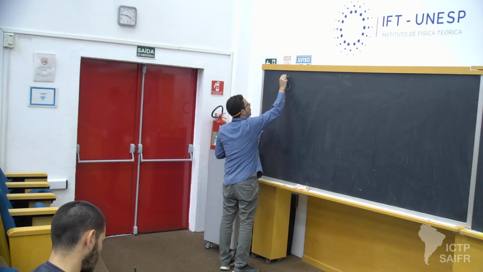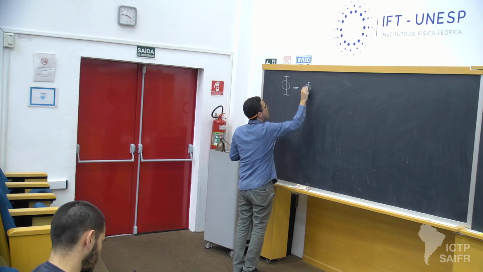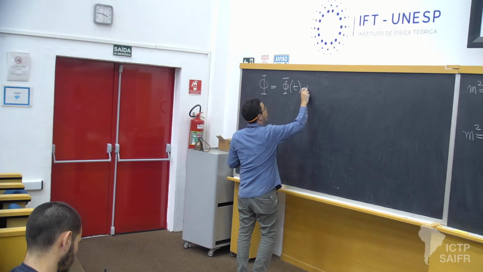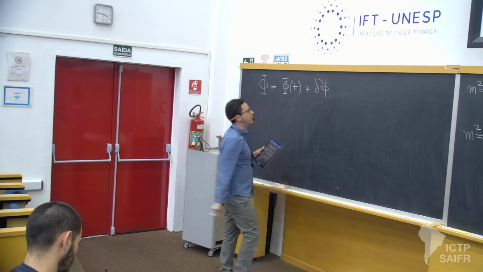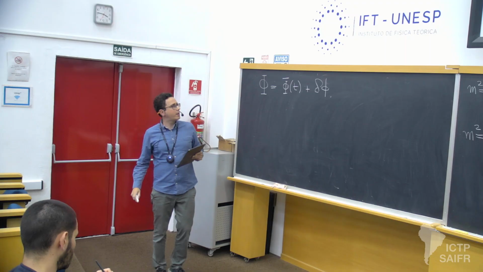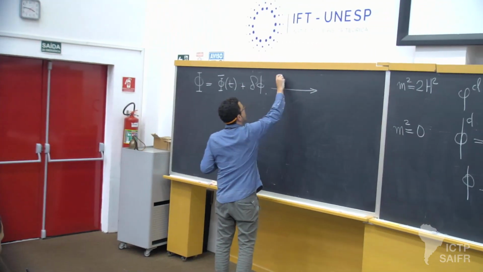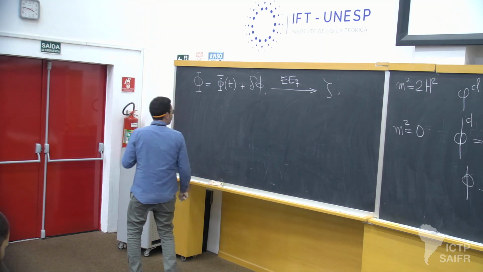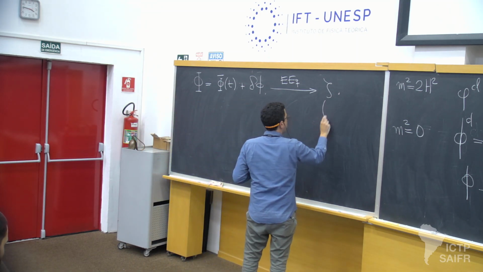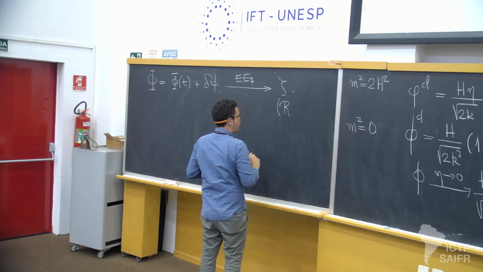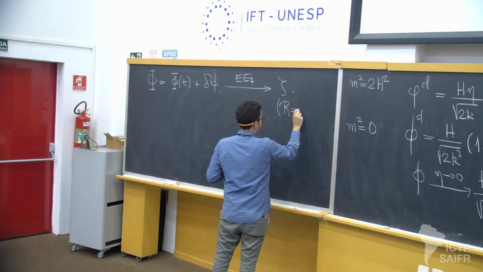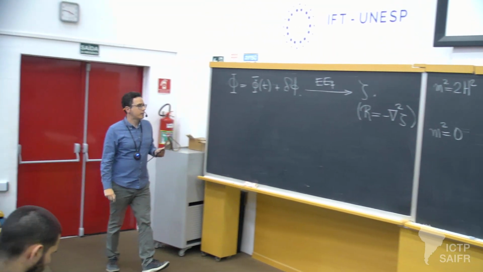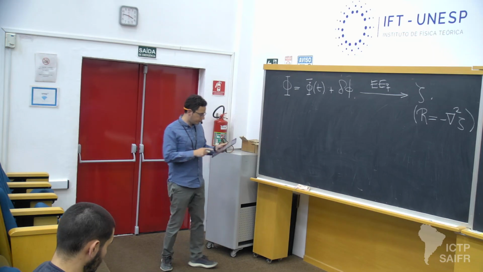So this clock field phi has some fixed history, phi bar of t, that we accommodate given some potential, but very importantly, it has a little fluctuation, delta phi. And this delta phi gets converted into curvature through Einstein's equation, the curvature I was calling zeta. And maybe a little bit more technical, the scalar Ricci curvature of a time slice is roughly minus the Laplacian of zeta. So it's really the sort of Newtonian potential. Okay.